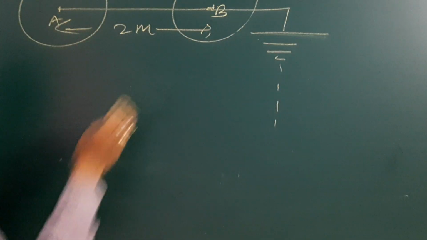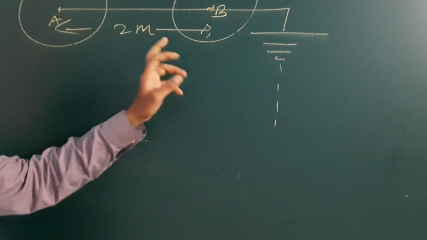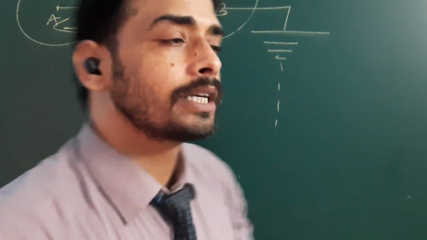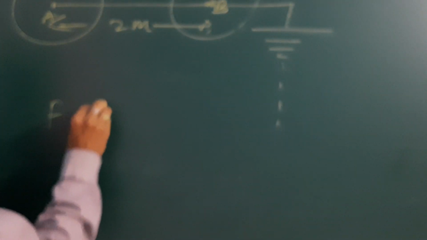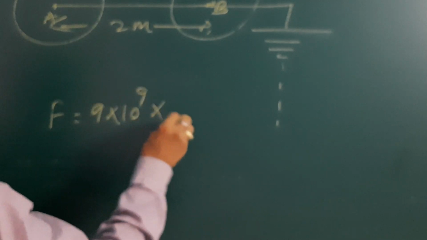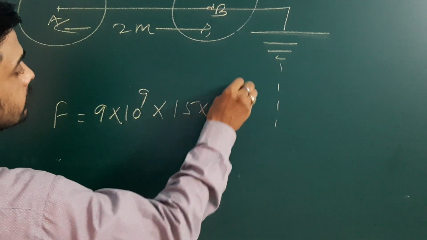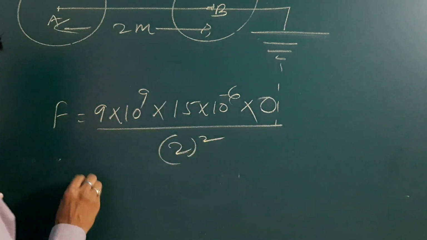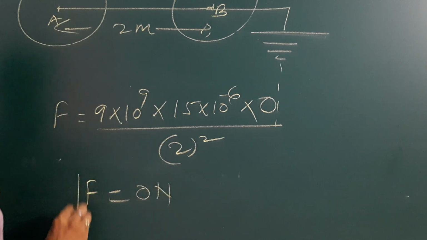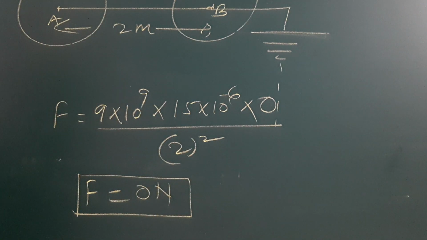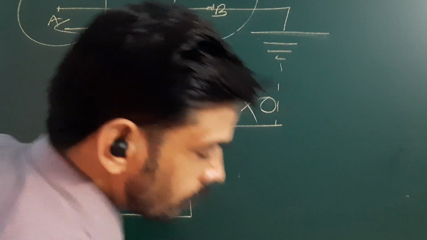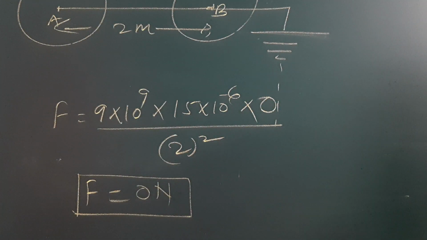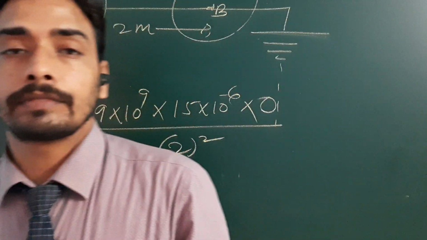So for the force between them, if the magnitude of charge on any one of them is 0, then you know that the force between them will be 0. So F equals 9 into 10 power 9 Q1 Q2, 15 into 10 power minus 6 into Q2, which is 0, by R square, 2 square, so it is 0. Now, question number 11.